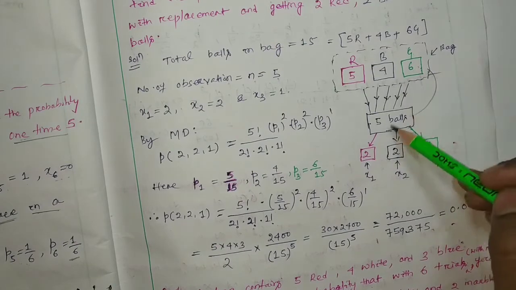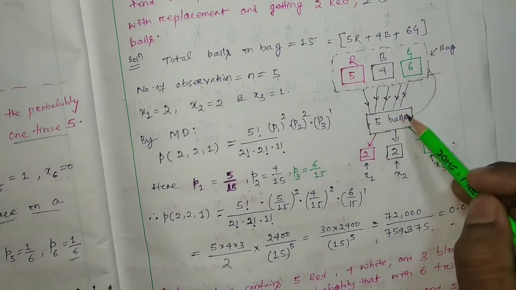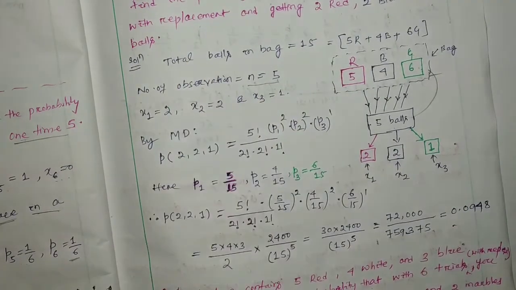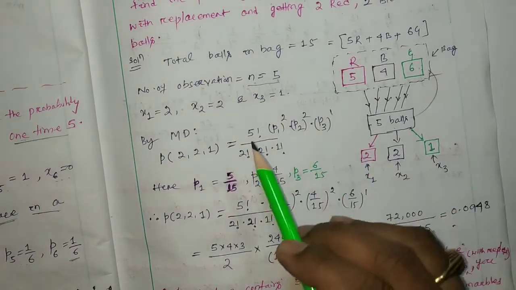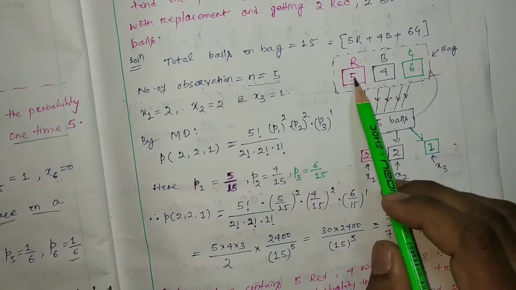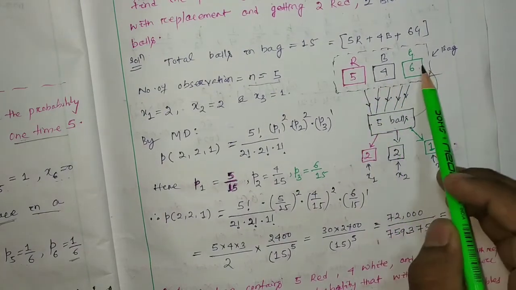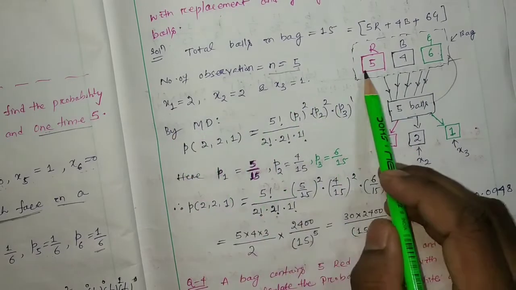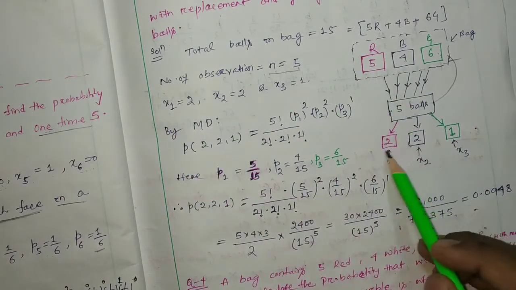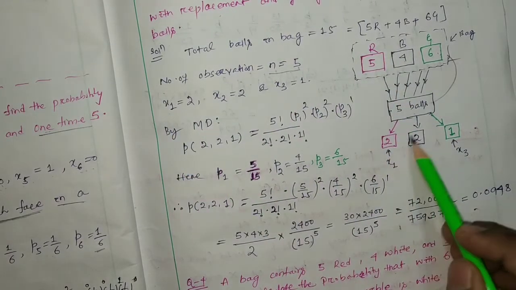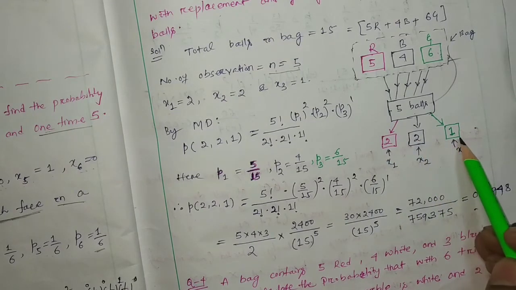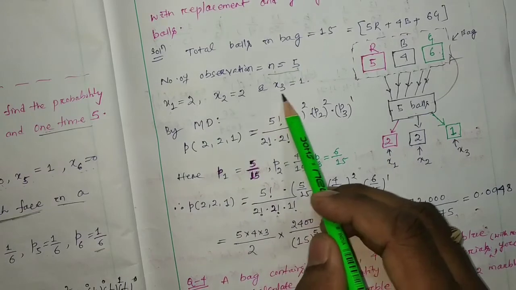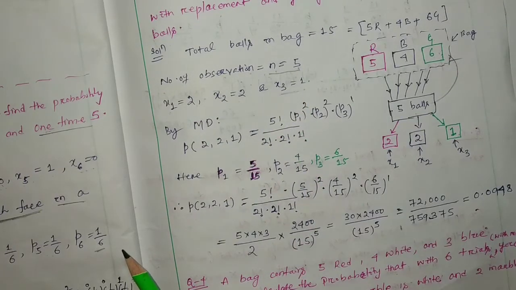So here, how many balls are drawn, or how many observations? That is 5, so n will be equal to 5. And here the random variables are red, blue and green. Red is represented as x1, and we need x1 to be 2, x2 is 2, and x3 is 1. So x1 will be 2, x2 will be 2 and x3 is 1.